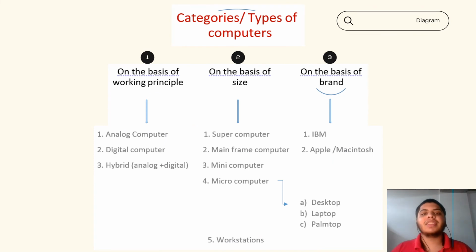The categories and types of computers. Computers can be categorized on different bases: on the basis of working principle, such as analog computer, digital computer, hybrid computers; on the basis of size, supercomputer, mainframe computer, mini computer, or microcomputer such as desktop, laptop, palmtop; on the basis of brand, such as IBM, Apple, etc.